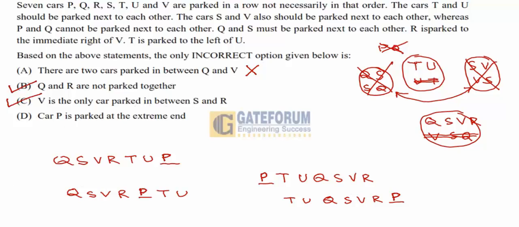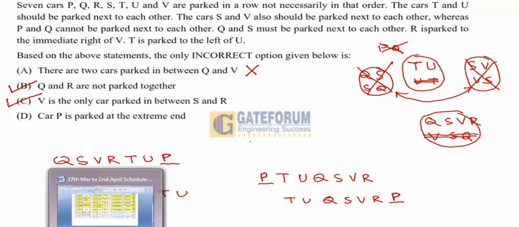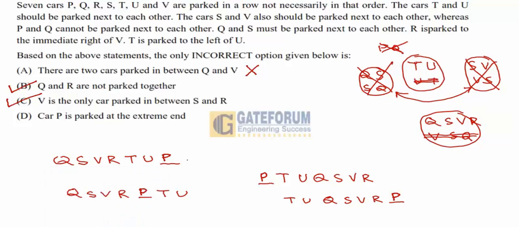Car P is parked at the extreme end for these three, but for here it is not parked at the extreme end. Let us see whether we have fulfilled all the criteria.